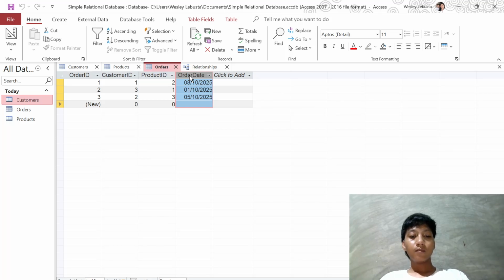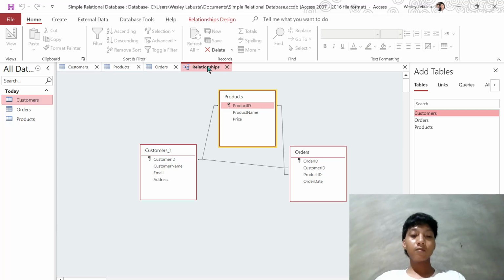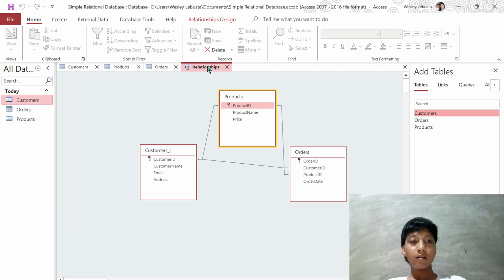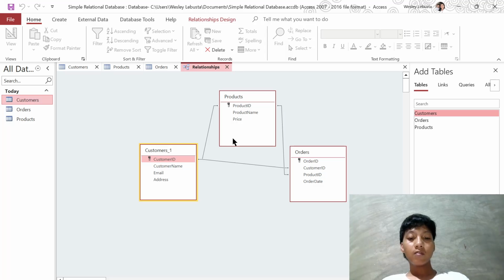So I have a relationship when it comes to our three tables. The customer ID and the product ID serve as our foreign keys in the order table, linking the customer and product data together. This design helps us to maintain data integrity, avoid duplication, and make data retrieval more efficient.